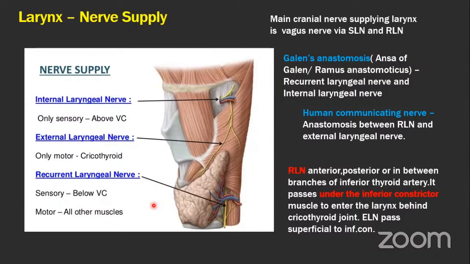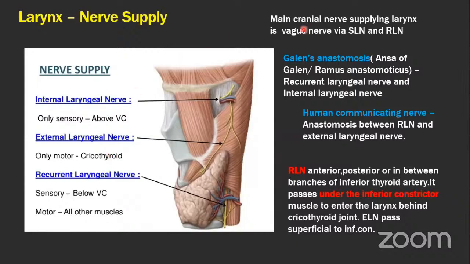And above the level of vocal cord, internal laryngeal nerve is only sensory, and cricothyroid is supplied by external laryngeal nerve. So regarding sensory supply, above the level of vocal cord, it is by the internal laryngeal nerve, and below the level of vocal cord, it is the recurrent laryngeal nerve. And all intrinsic muscles of larynx except cricothyroid are supplied by recurrent laryngeal nerve, and cricothyroid is supplied by the external laryngeal nerve. Okay, so remember, sensory supply of supraglottic larynx up to the level of vocal cord is from internal laryngeal nerve, while the sensory supply below the level of vocal cord is by the recurrent laryngeal nerve.